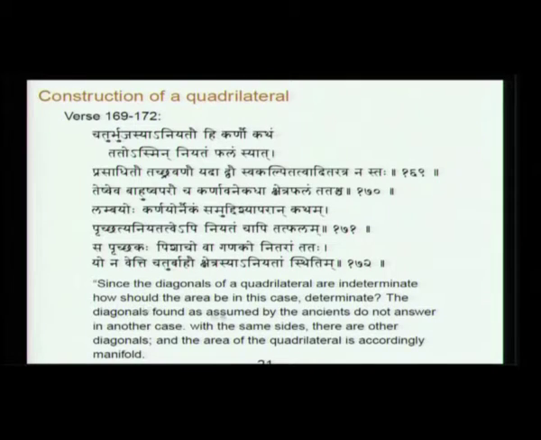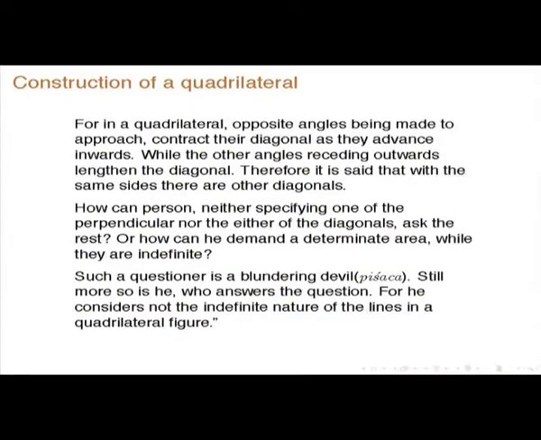He is saying that the diagonals assumed by the ancients do not answer in another case. With the same sides there are other diagonals, and the area of the quadrilateral is accordingly manifold. In a quadrilateral, opposite angles being made to approach contract their diagonal as they advance inwards, while the other angles receding outwards lengthen the diagonal. Therefore, it is said that with the same side there are other diagonals.